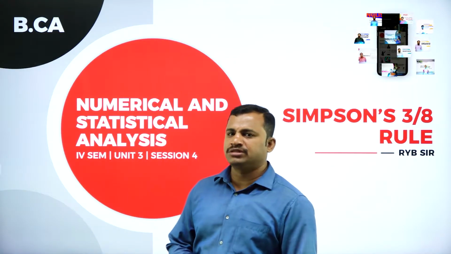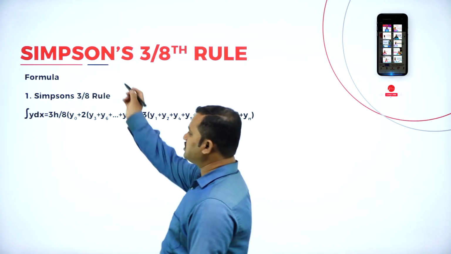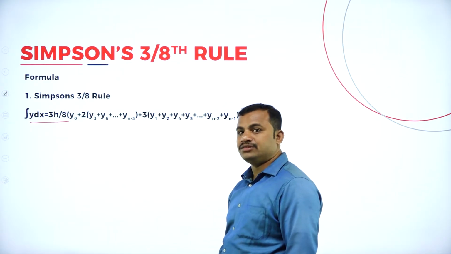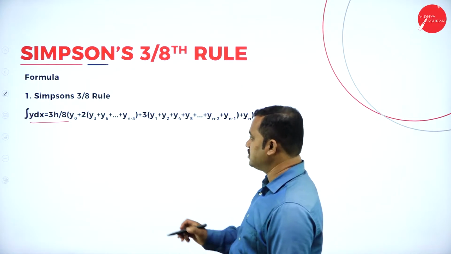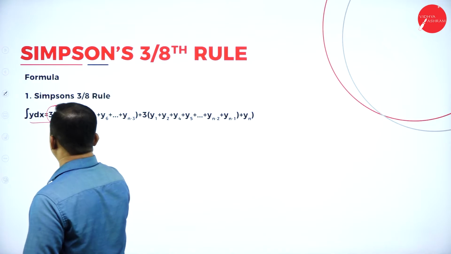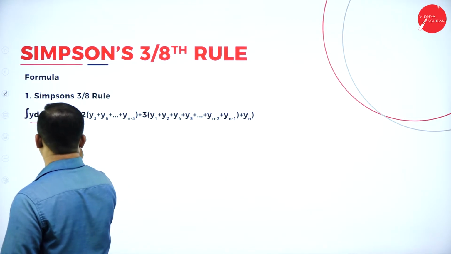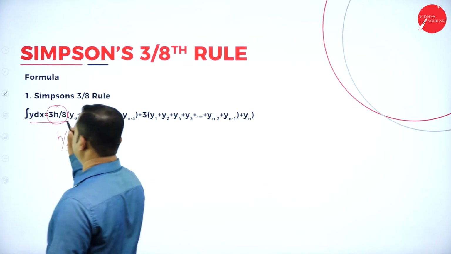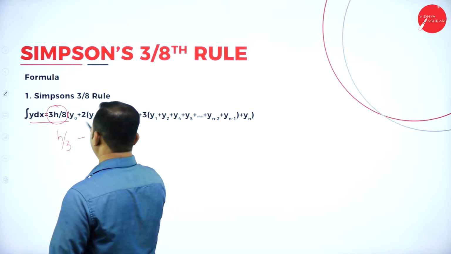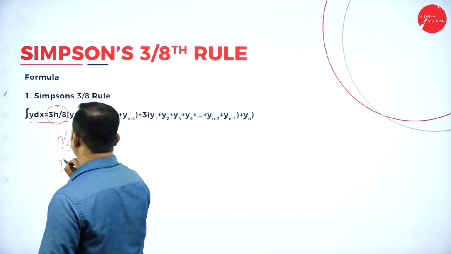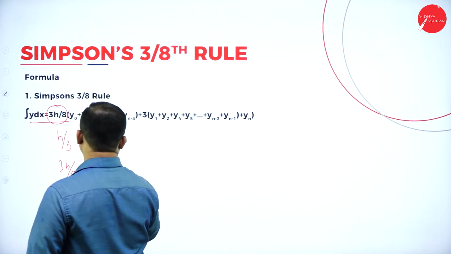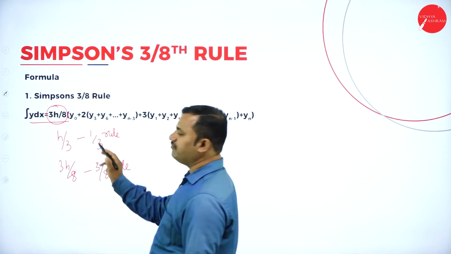In this Simpson's 3/8 rule, the formula varies from the 1/3 rule. In case of the 1/3 rule, we have h by 3. In case of the 3/8 rule, we have 3h by 8. That is the only one difference.